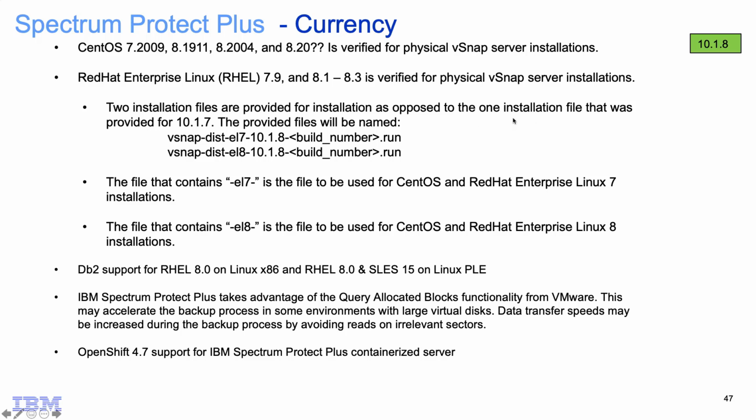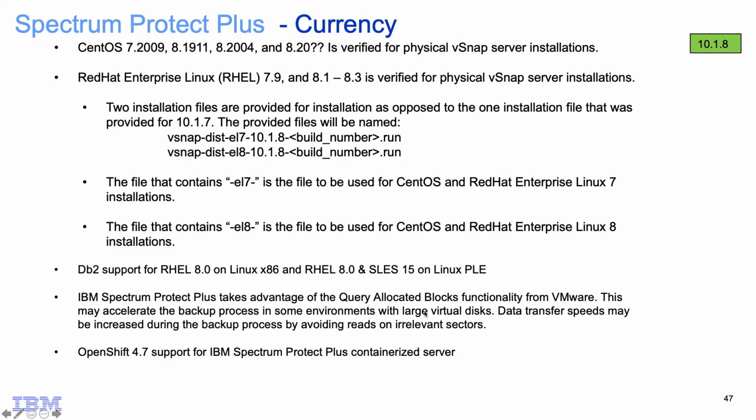What you'll find is two versions of the installation files when you download, broken up based on what version of Linux you're running. Is it version 7 or version 8? And the files will be named accordingly. We've added support for DB2 running on Red Hat Enterprise 8.0 on Linux x86 and Red Hat Linux 8.0 and SLES 15 on Linux PLE.